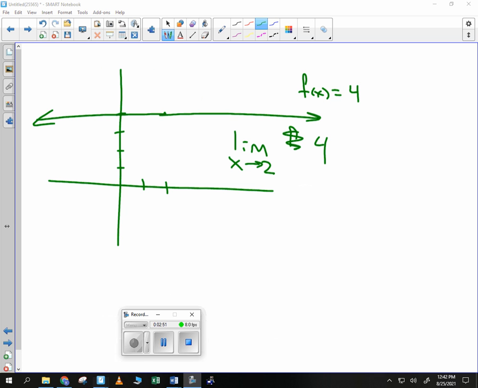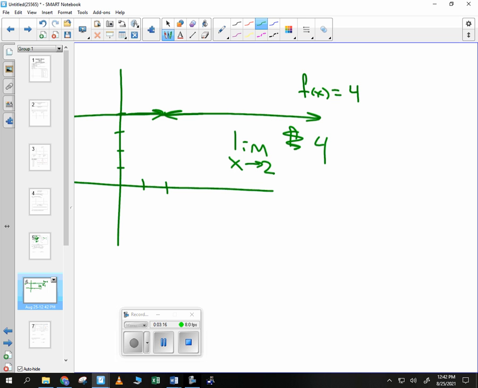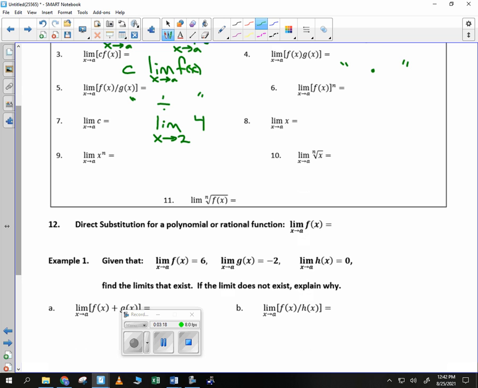Do you agree that the function 4 is a horizontal line? So as you approach 2 from the left, it has a height of 4. As you approach 2 from the right, it has a height of 4. So does the limit exist? Yeah, so the limit of a constant is simply the constant. Do you understand why? Yeah. So in this situation, excellent question, we go right back to that. The limit as x approaches a of c is simply the constant. So in this situation, it would be 4. So if you ever have a constant, you could just choose the constant.